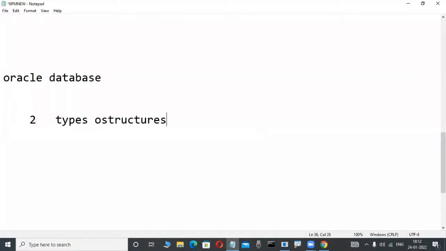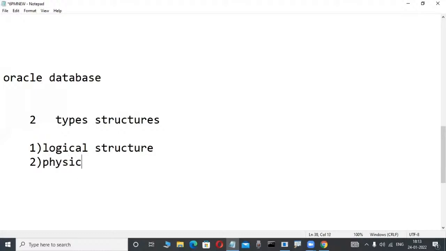Suppose Oracle is a product. The Oracle database, or any relational database, has two types of structures, as I told you in previous classes. One is the logical structure. Another one is the physical structure. Slowly observe here. What does logical structure mean?